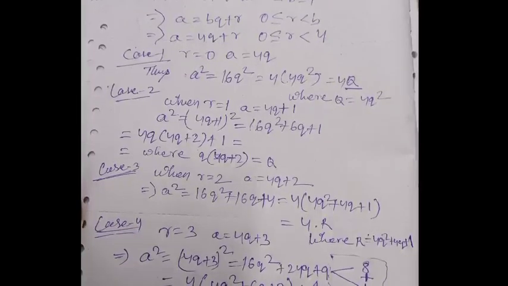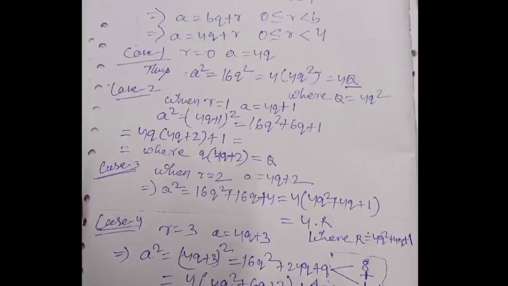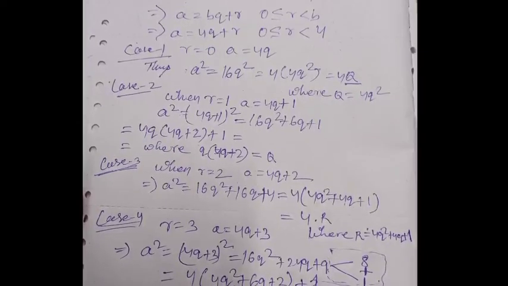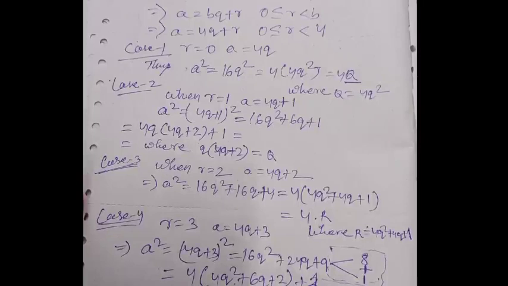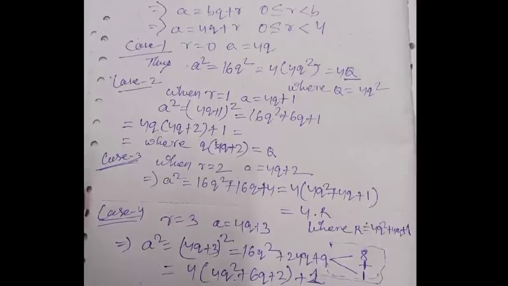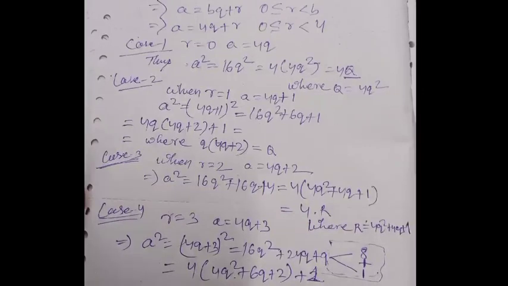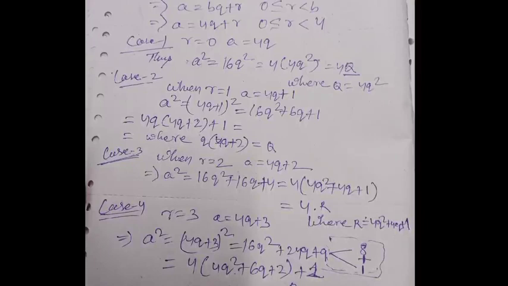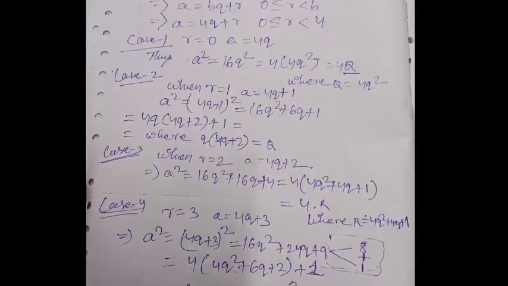In case 3, r is equal to 2, a is equal to 4q plus 2, a square equal to 16q square plus 16q plus 4. After taking 4 common, it will be converted to 4 into 4q square plus 4q plus 1. It is in the form of 4r, where r is equal to 4q square plus 4q plus 1.